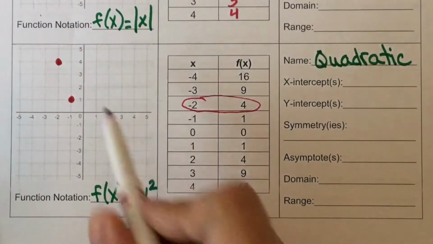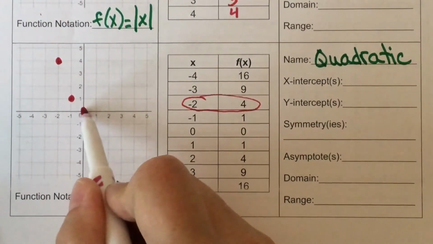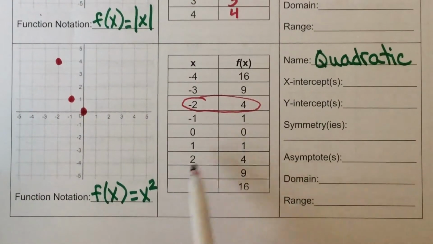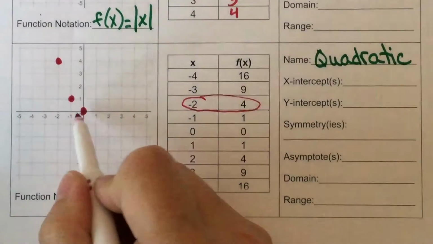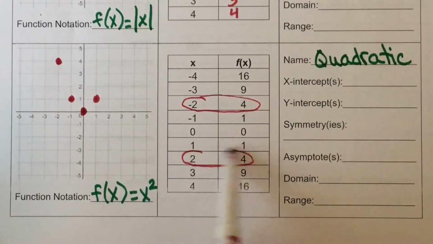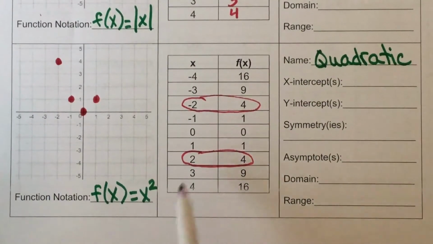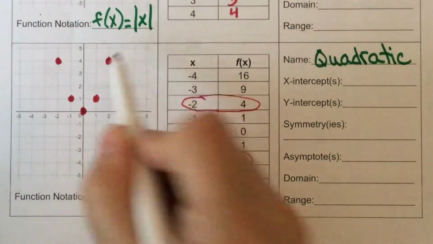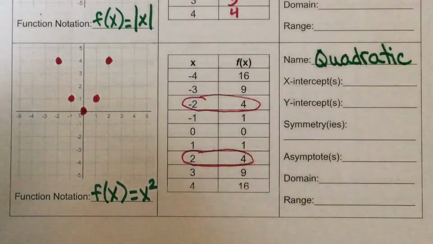0, 0, that's easy. That's just at the origin where the two axes meet. Okay, 1, 1, that means go right 1, up 1. And 2, 4 is going to be the last one I do because these are too big to plot. So right 2, up 4. And this is a U-shaped graph.